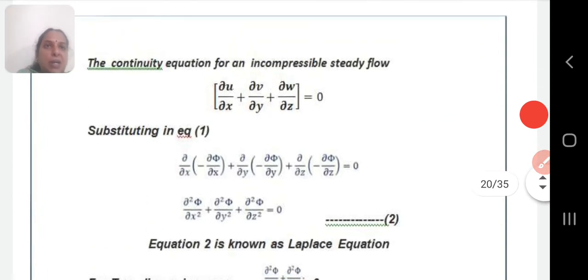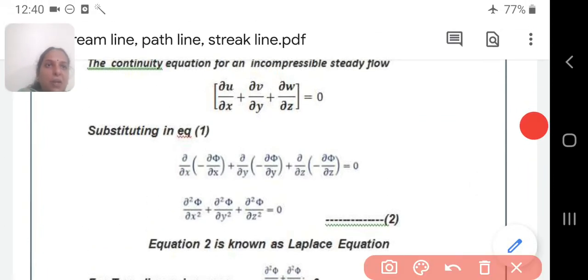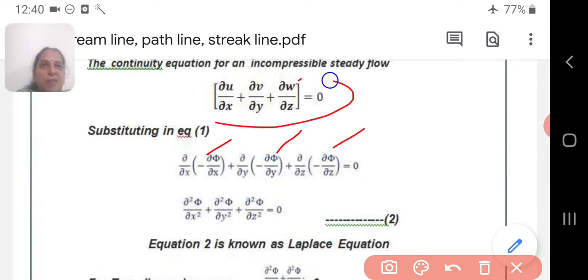So here in this continuity equation, we are substituting the value of u as minus ∂π/∂x, v as minus ∂π/∂y and w as minus ∂π/∂z. In this continuity equation, we are substituting the values of u, v and w. So what does the equation become?